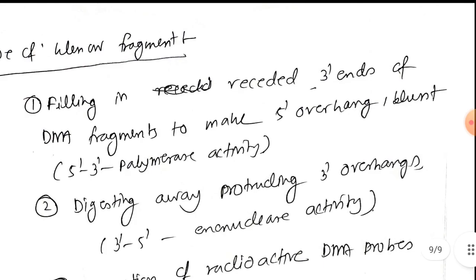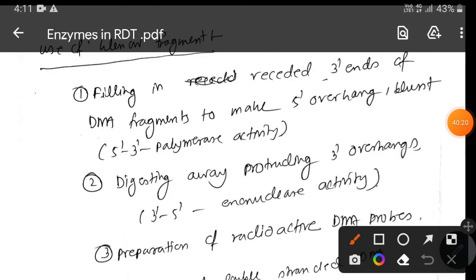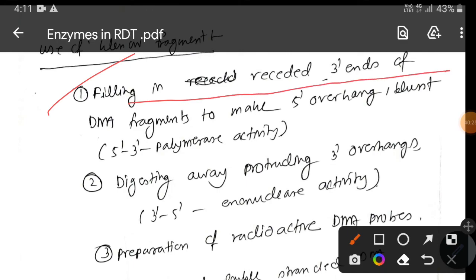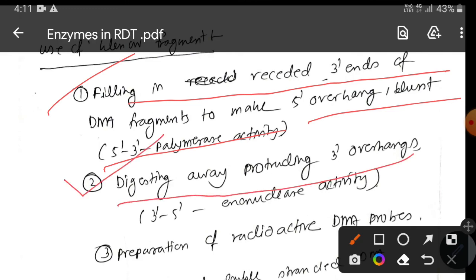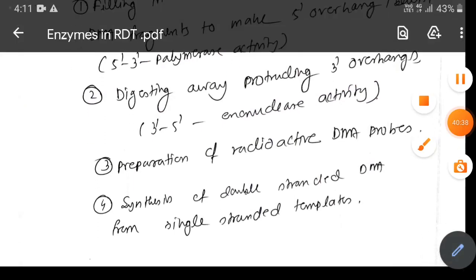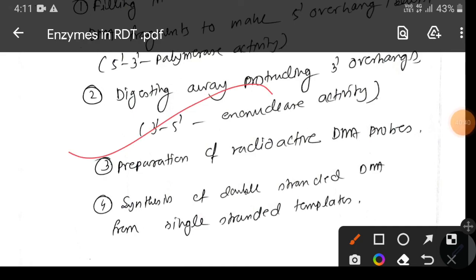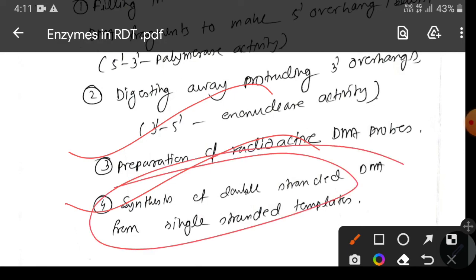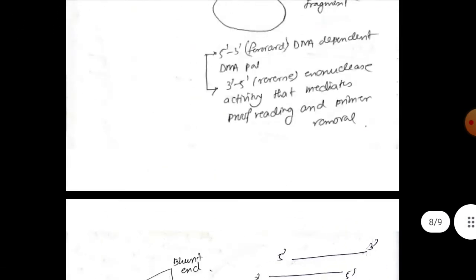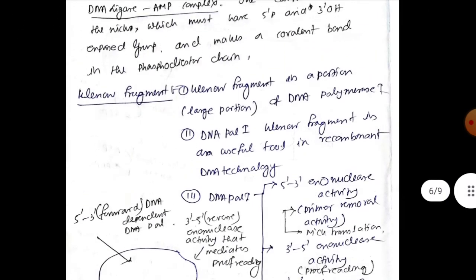Okay, that is the use of Klenow fragment. Okay, very important for examination purpose. Filling in recessed 3 prime end of the DNA fragment to make blunt end, and digesting away protruding 3 prime overhang with 3 prime to 5 prime exonuclease activity. And also it helps you to prepare the radioactive DNA probe, and also helps you to synthesize a double-stranded DNA molecule from single-stranded template. Okay, so that is the concept behind the Klenow fragment.